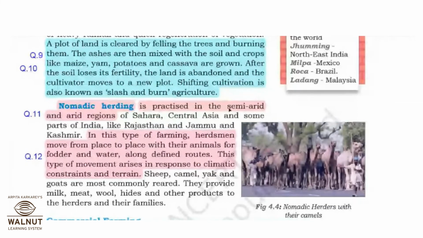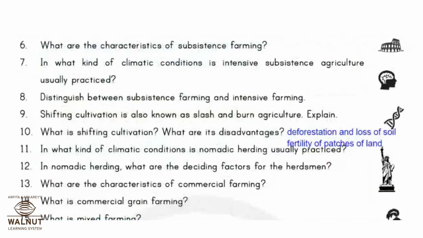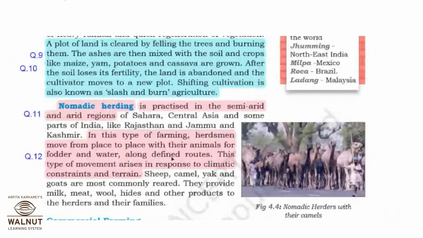So it is practiced in semi-arid and arid regions. That is the answer of question number 11. Then for 12, in nomadic herding, what are the deciding factors for the herdsmen? So we'll get to know that in this type of farming, herdsmen move from place to place with their animals for fodder and water along defined routes, and this type of movement arises in response to climatic constraints and terrain.